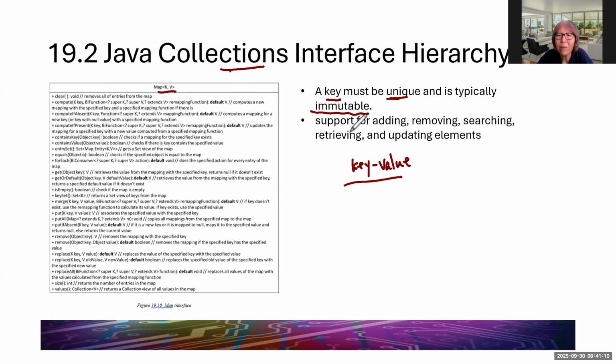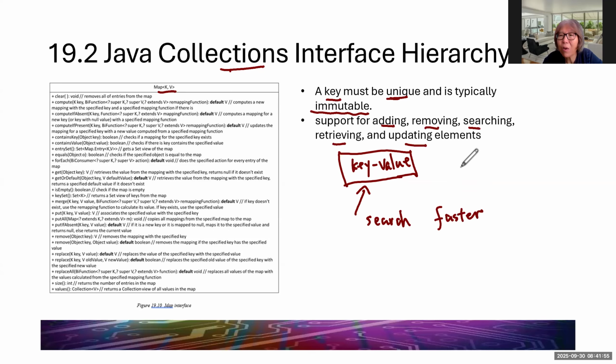For Map, it also supports add, remove, search, retrieving and updating elements. There are a lot of similarities regarding operations, but the major difference is that Map is key-value, and normally the key serves when you do a search. If you search by key, it's very fast. So the advantage of a map is quick lookup.